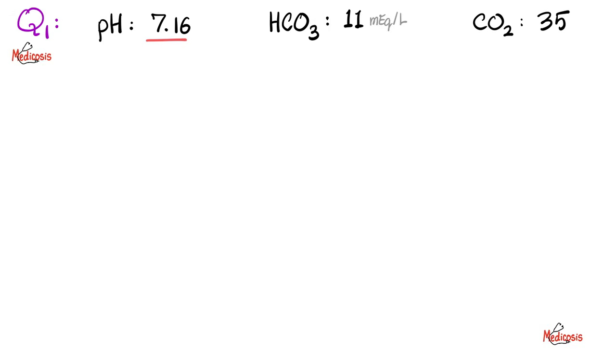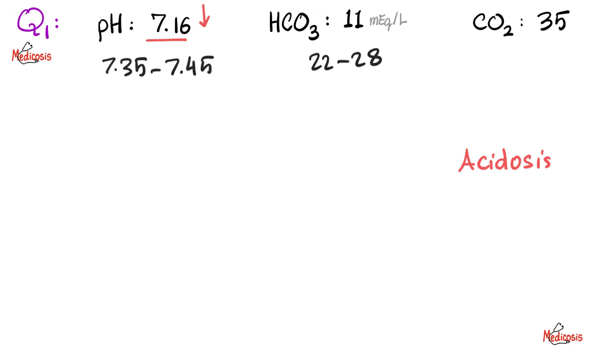Okay, the pH is low. Why? Because the normal pH is from 7.35 to 7.45. Therefore, 7.16 is low. And when the pH is low, what do you call this? I call this acidosis. Next step, take the pH and something else. I'm going to look at the pH and bicarb. Okay, the pH has decreased. All right, and what happened to bicarb? I know that the normal bicarb is from 22 to 28 milliequivalents per liter. 11 is low. So the bicarb also decreased.